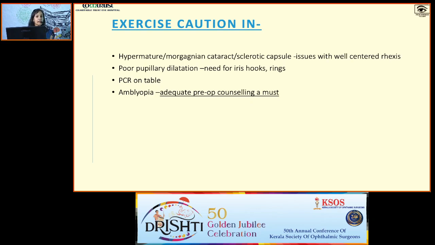Amblyopia. Now, we had a case where the patient was very well counseled pre-op, but ultimately turned out to be a little unhappy in the end, even though we had counseled pre-op that, because of the difference in the axial length... it was a young patient and he was not happy post-op. So in the beginning, to get your confidence, please stay away from cases who have identified amblyopia. So history taking, again, is very important.